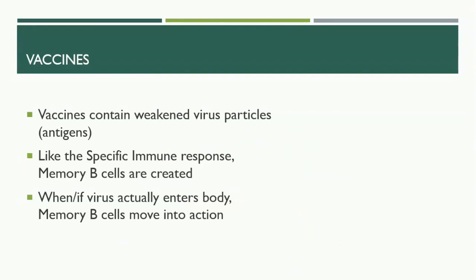Vaccines take advantage of the specific immune response. Vaccines contain weakened virus particles or antigens. These antigens cause the immune system to create memory B cells. If the actual virus enters the vaccinated person's body, the memory cells move into action and mount an immune response to the infection.